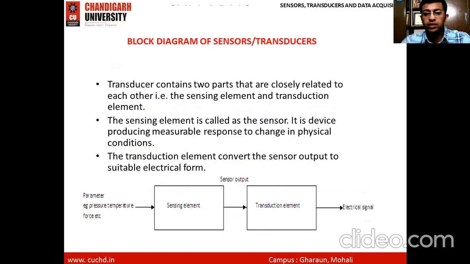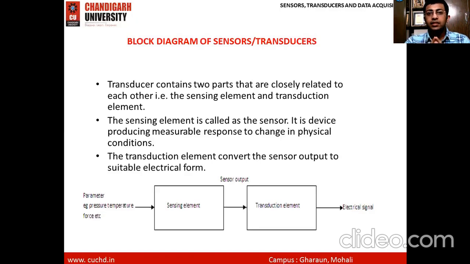So here is our first slide. As you can see in the block diagram below, there are two elements, the sensing element and the transduction element. These two are the fundamental, individual blocks in the overall block diagram of a transducer. Now, you will ask me the question: first of all, what is a sensor and what is a transducer?